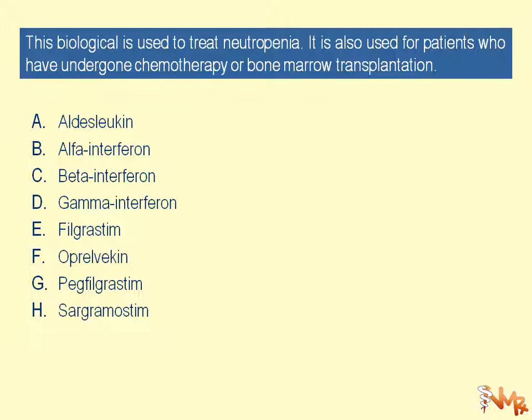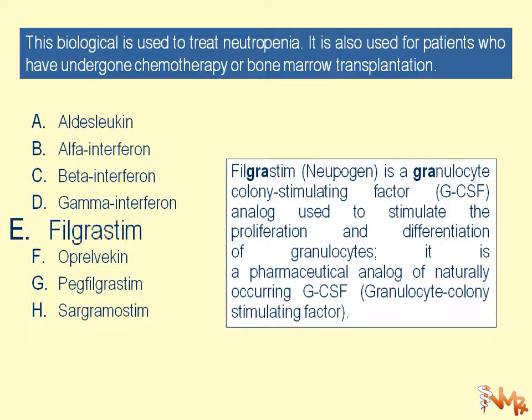This biological is used to treat neutropenia. It is also used for patients who have undergone chemotherapy or bone marrow transplantation. Treatment of neutropenia. This is filgrastim or Neupogen. It is a colony stimulating factor analog, a G-CSF analog, used to stimulate proliferation and differentiation of granulocytes. It is a pharmaceutical analog of naturally occurring G-CSF, granulocyte colony stimulating factor, that our bodies produce.